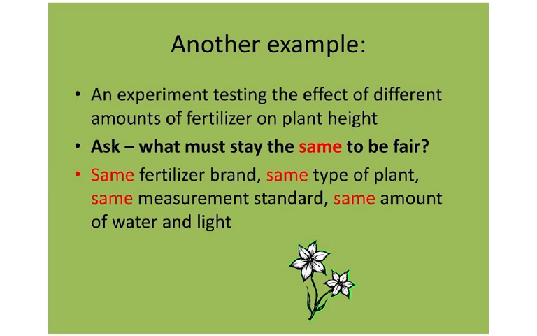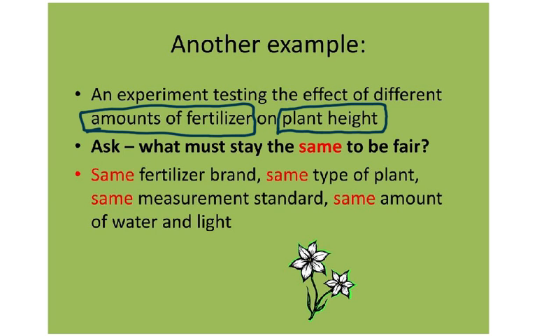Now another example for how we want to word it: an experiment testing the effect of different amounts of fertilizer on the plant height. So plant height is the dependent variable and different amounts of fertilizer, what you are changing, is the independent variable.